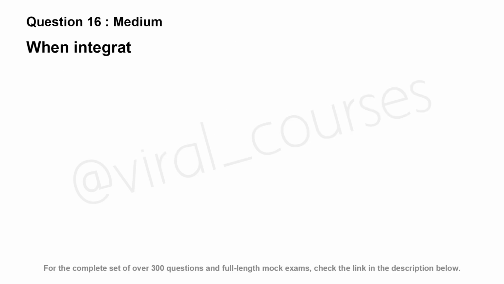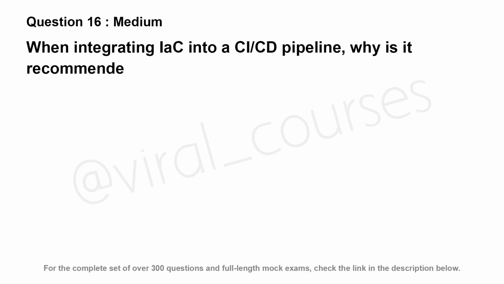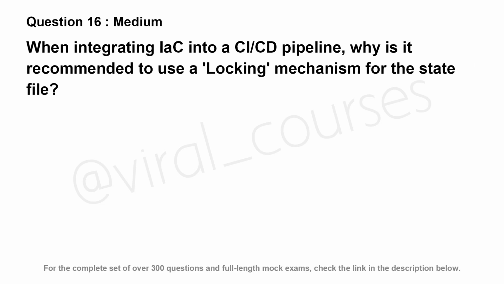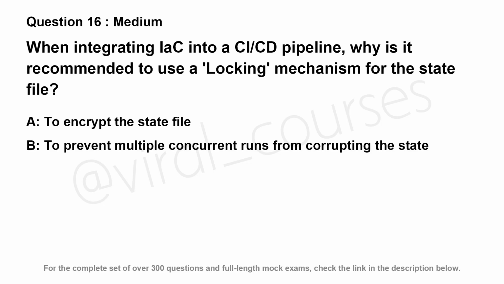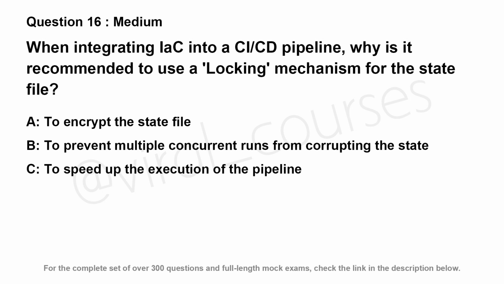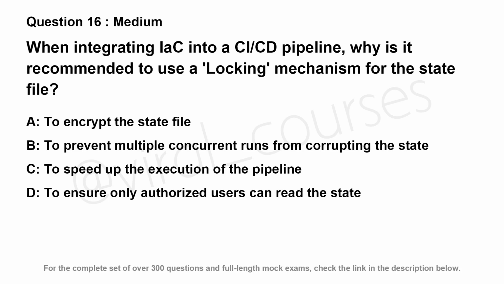When integrating IaC into a CI/CD pipeline, why is it recommended to use a locking mechanism for the state file? Option A, to encrypt the state file. Option B, to prevent multiple concurrent runs from corrupting the state. Option C, to speed up the execution of the pipeline. Option D, to ensure only authorized users can read the state.